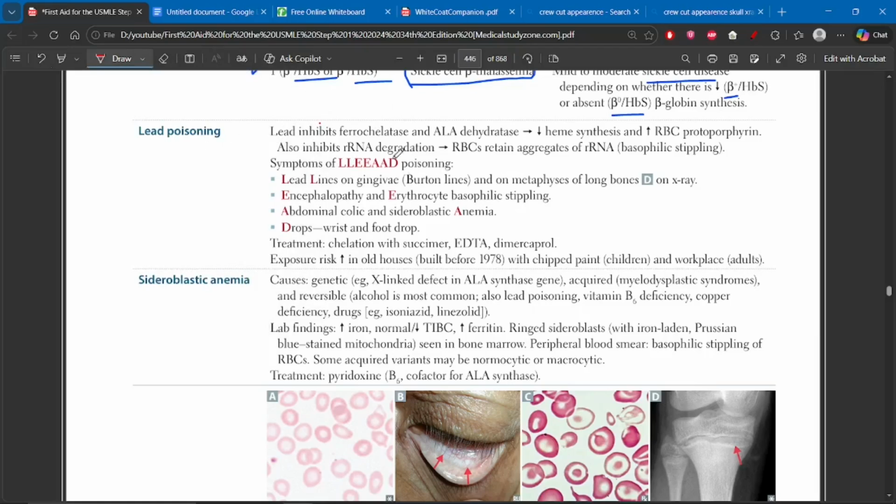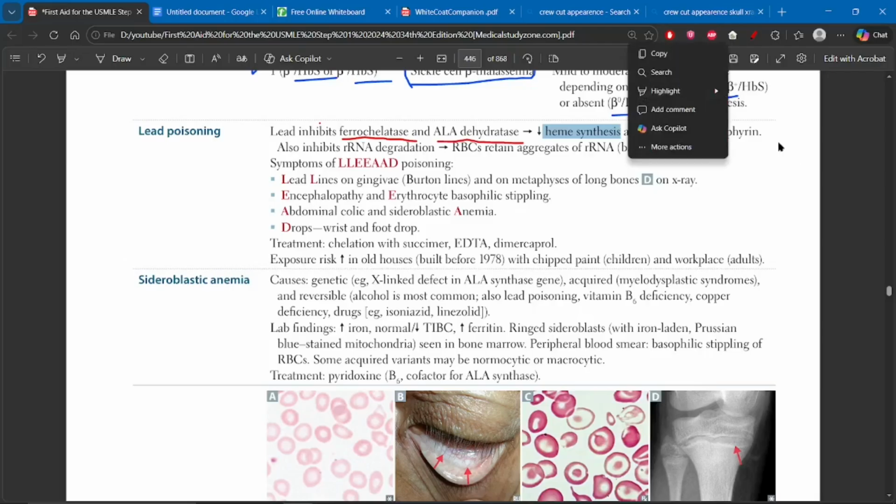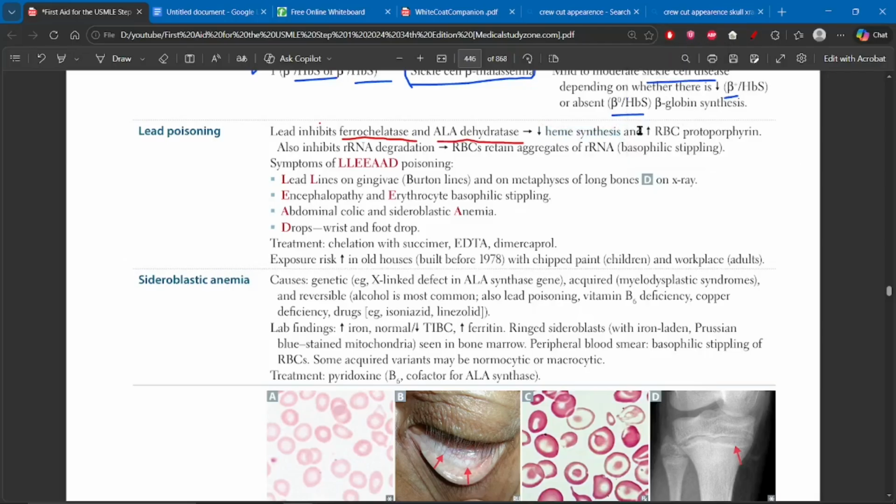Lead poisoning. Lead inhibits ferrochelatase and ALA dehydratase, and these are two enzymes that are important in your heme synthesis. So they decrease heme synthesis and they increase RBC protoporphyrin. The reason why they increase RBC protoporphyrin is because protoporphyrin is needed in heme synthesis. So if heme synthesis is stopped, protoporphyrin starts to accumulate in the blood.